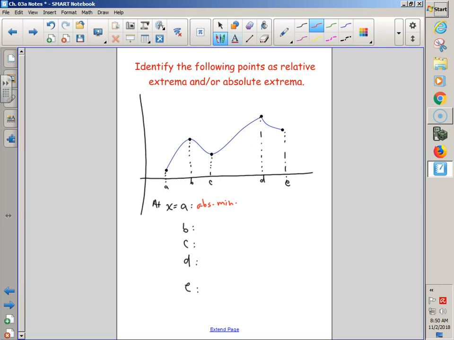Letter B, relative or absolute? Min or max? Good. Letter C, relative or absolute? Min or max? Letter D. And letter E?